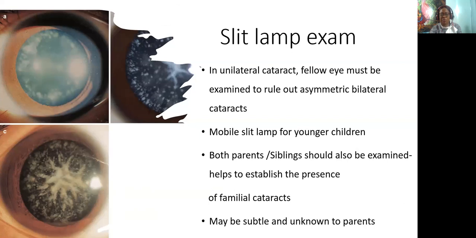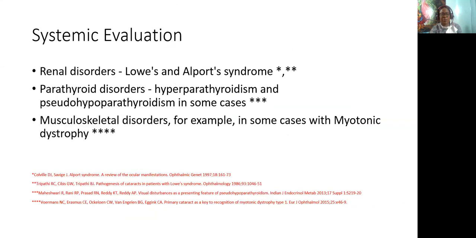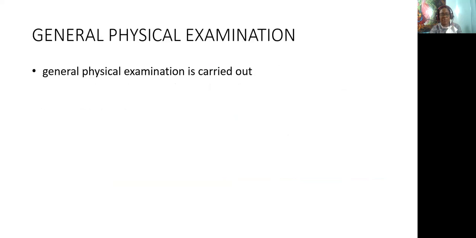unknown to the parents. For systemic evaluation, because many systemic conditions are associated with congenital cataract, such as chromosomal abnormalities, infectious diseases, metabolic disorders, renal disorders, parathyroid disorders, musculoskeletal disorders, a general physical examination is carried out. The child should be examined from head to toe.